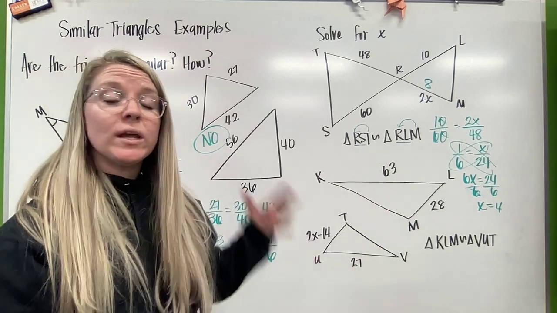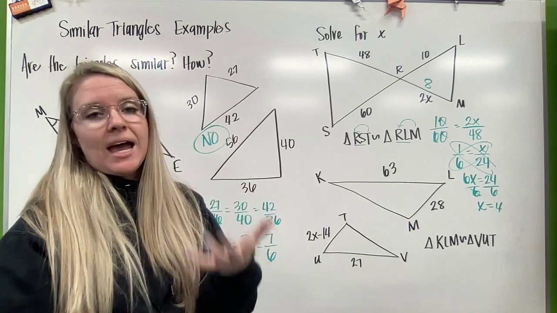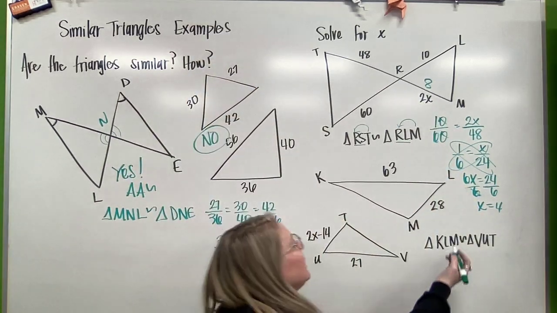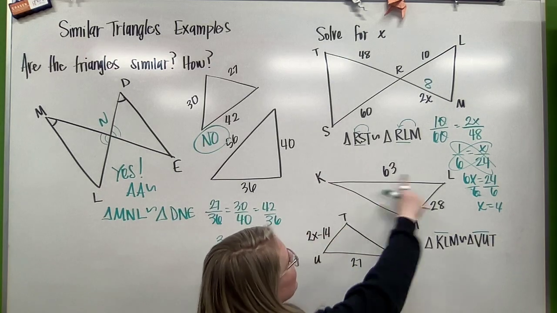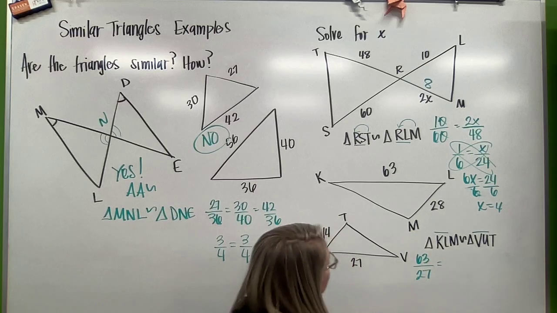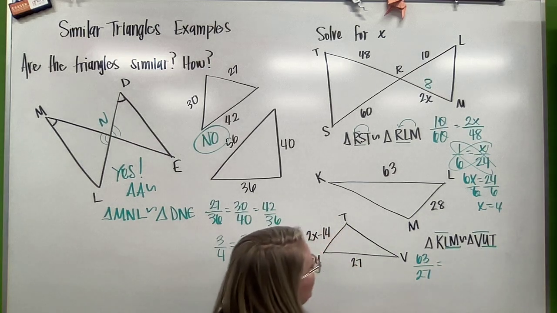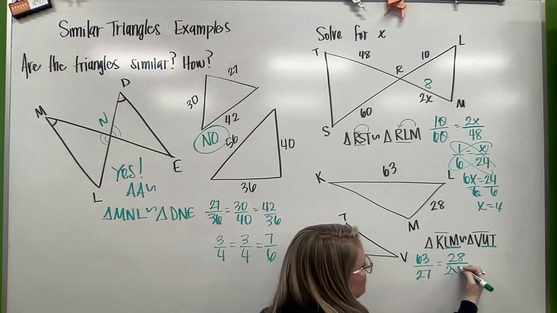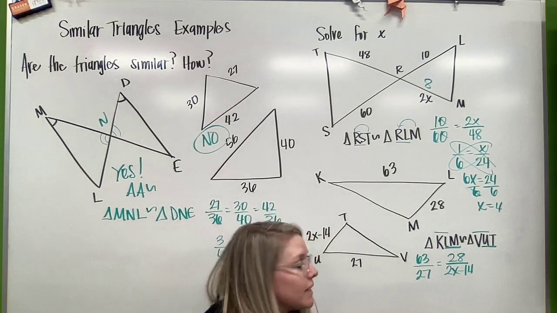Okay, same thing here. We don't have all three sides, but we only need to know 2 because we know our sides are similar. So, making sure I have enough room down here, I know that side KL and VU. So KL and VU, so I'll say 63 over 27. And then I know UT and LM. So 28 over 2x minus 14. Okay, hopefully those make sense, how we set those up based on the similarity statement.